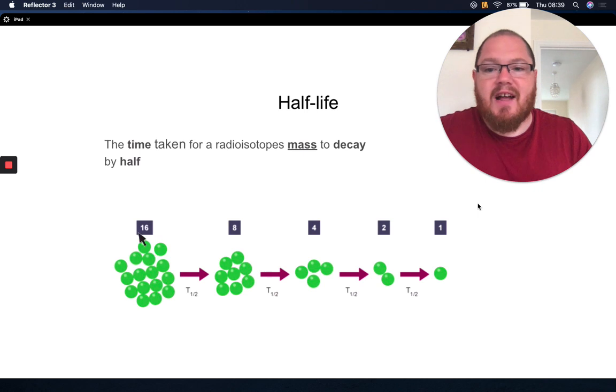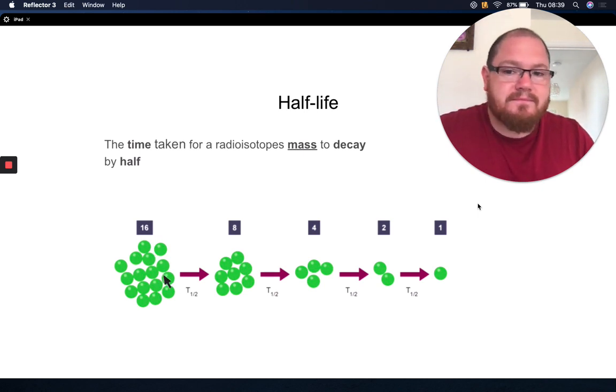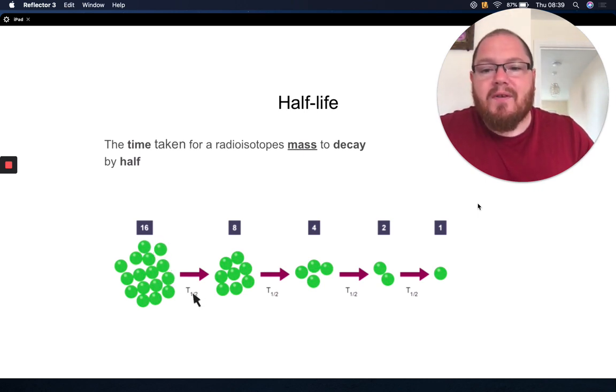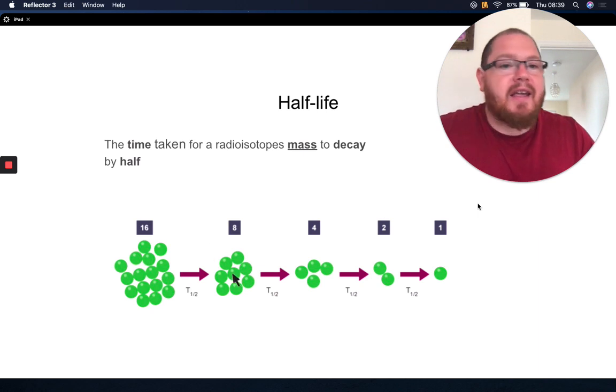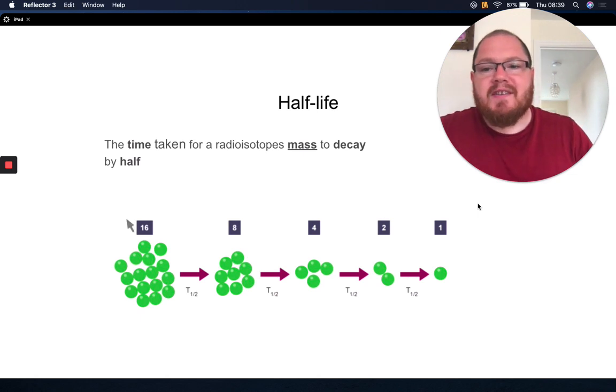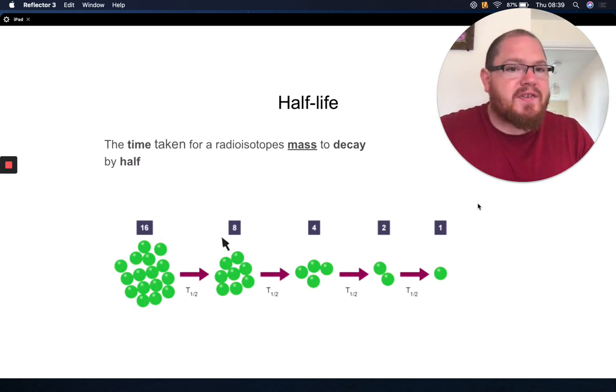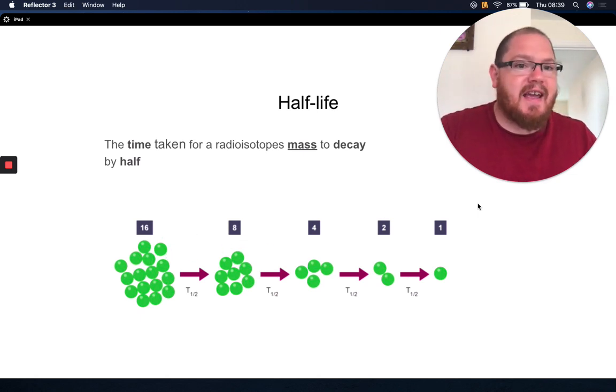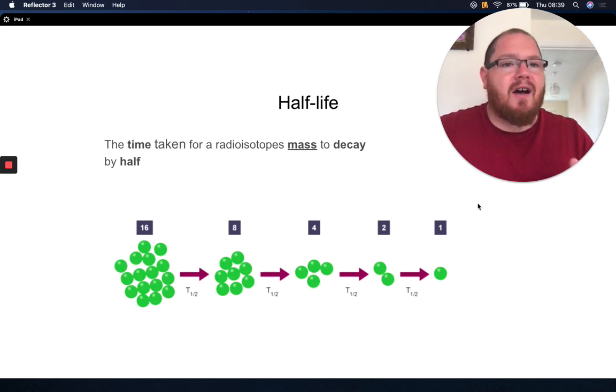You can see there it starts with 16 particles. After one half-life, it goes to 8 particles. After another half-life, it's going to half again, so 4 particles, and then to 2 to 1. So it halves each time. So just because it lost 8 the first time, doesn't mean it's got to lose 8 the second time. It loses half of the original.